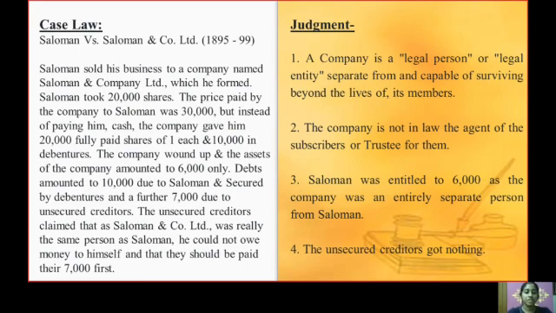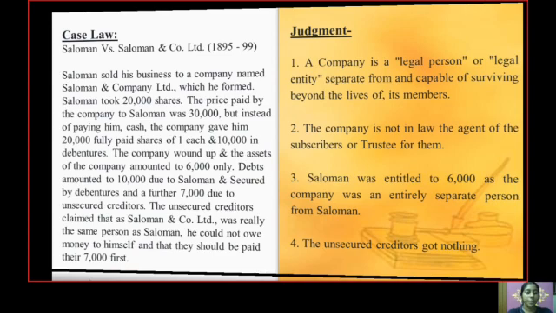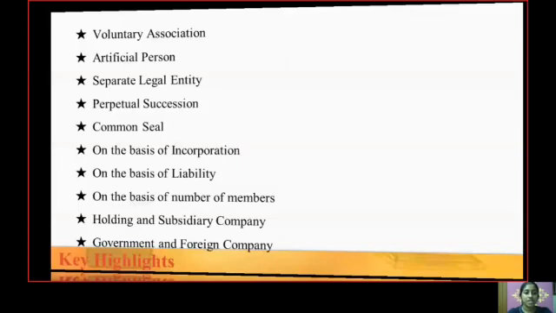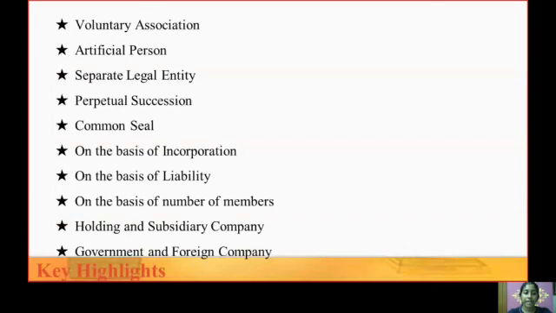The important keywords from this topic are voluntary association, artificial person, separate legal entity, perpetual succession, common seal. These 5 words are important to know what a company is. On the basis of incorporation, it is statutory company and registered company. On the basis of liability, it is limited by shares, limited by guarantee and unlimited companies. On the basis of number of members, it is public company and private company.